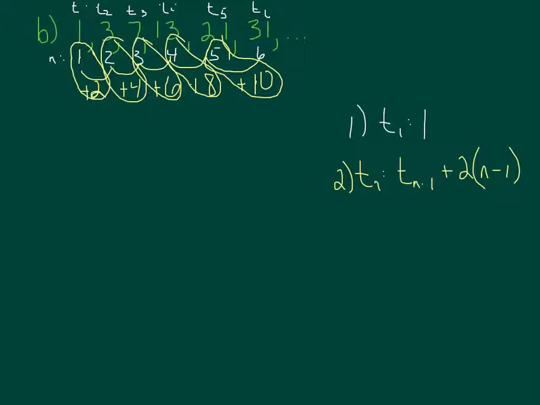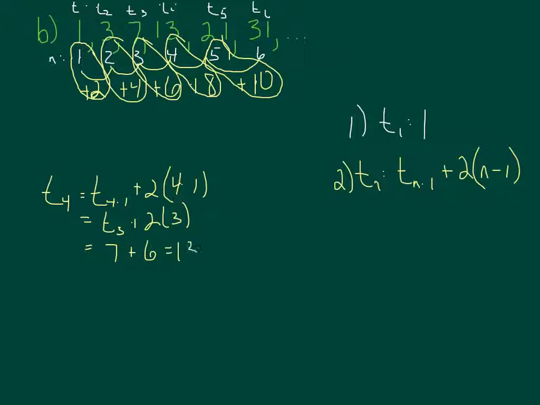Let's check it to see if it works. Are you ready? Here we go. T sub 4. The previous term, 4 minus 1, plus twice the previous n, 4 minus 1. That'd be t sub 3 plus 2 times 3. Well, t sub 3 was 7 plus 6, 13. Is t sub 4 13? Ding, ding, ding, ding, ding. It worked. Oh, yeah. All right, that's right.